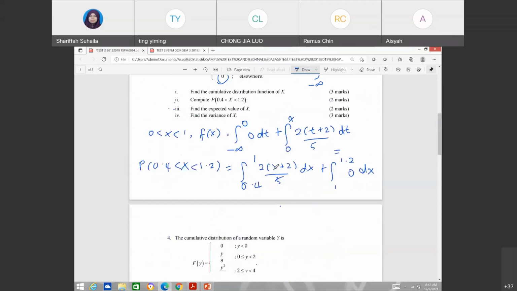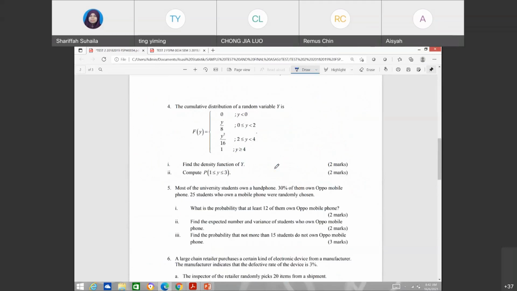Okay, question number 4. Okay, question number 4, you have the cumulative distribution function. Kemudian ada capital F. You want to find the density function. So density function is your small f, ya. So that's mean you need to differentiate. Okay, differentiate 0, you get 0. Okay, kamu tunjuk je lah cara kamu. Okay, differentiate capital Fy, you will get your small fy.